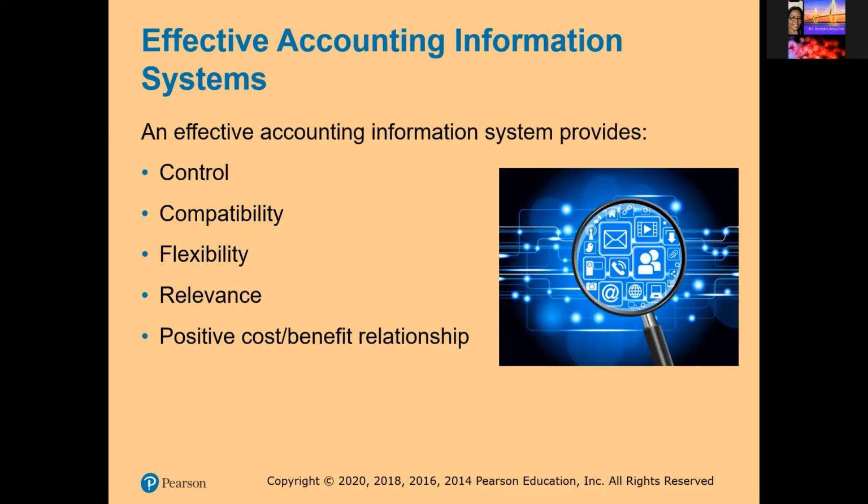An effective accounting information system provides control, compatibility, flexibility, relevance, and a positive cost-benefit relationship. They can also be expensive. A business needs a system that gives the most benefit for the least cost. The business must consider the cost of training employees to use the system and time spent on entering data into the system. The business must invest only in an accounting system in which the benefits received outweigh the cost of the system.